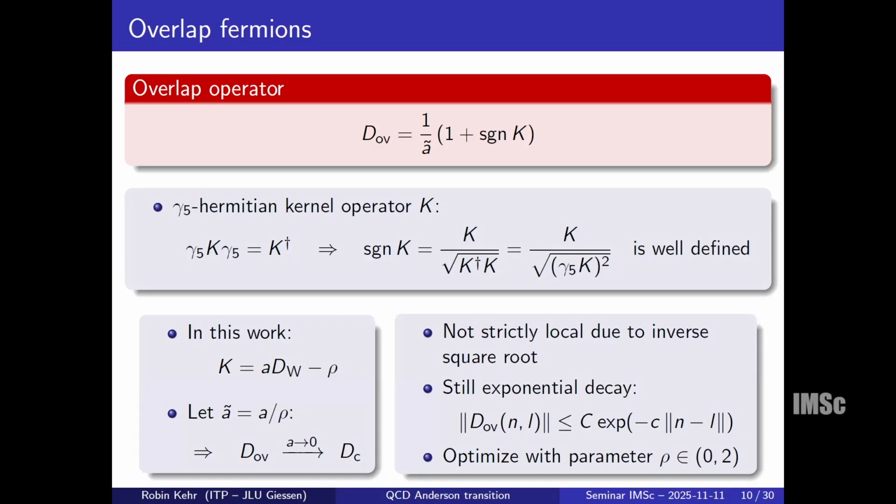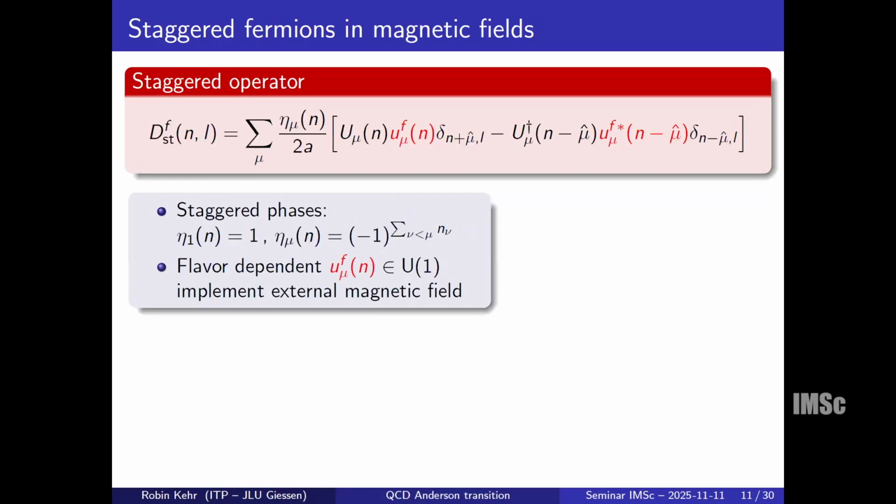And then, of course, in the continuum, the Dirac operator is strictly local. But due to the inverse square root, this is not the case here. However, one can still show that there's an exponential decay, and so you still have locality. And this locality you can optimize with this parameter rho between 0 and 2. Okay, so far so good.